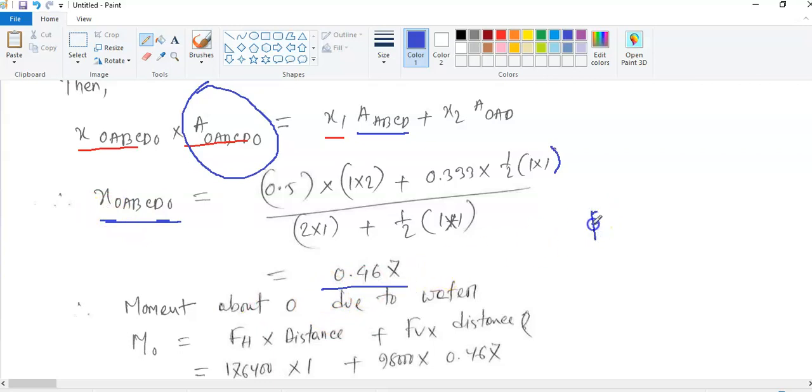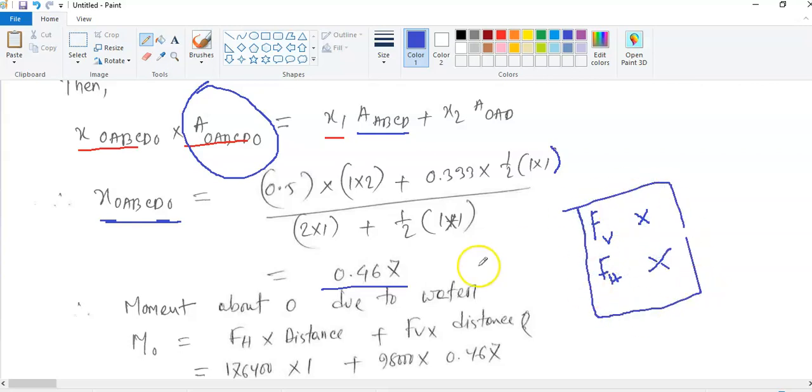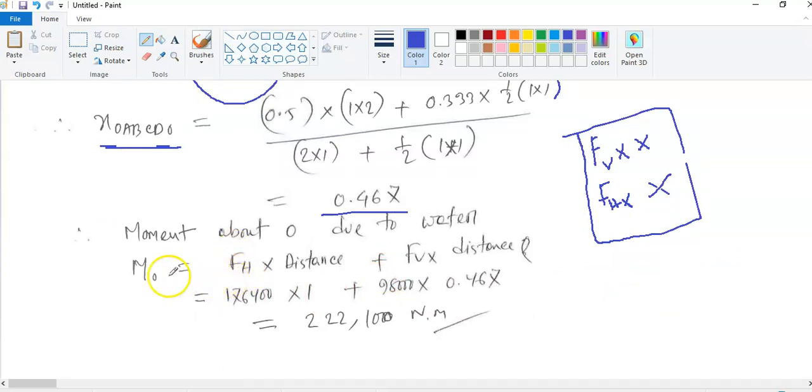Once we have this, we have everything. We have the vertical force, we have the distance, we have the horizontal force, we have the distance. So then we can calculate the moment. The moment is the horizontal force and the vertical distance, and the vertical force and the horizontal distance. So you see the moment at O: F is the horizontal force, the distance, the vertical force, the distance. We have all of these values, so we got the moment. So that's all. We are done with the solution.